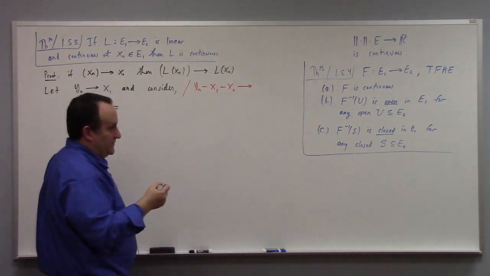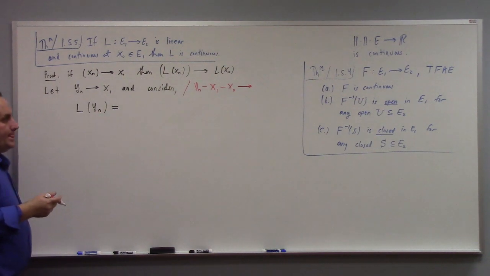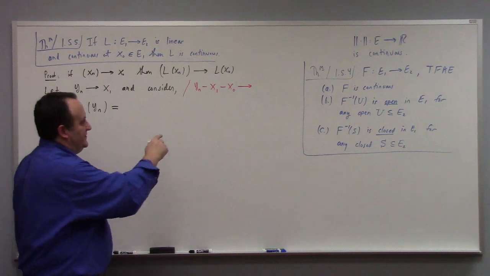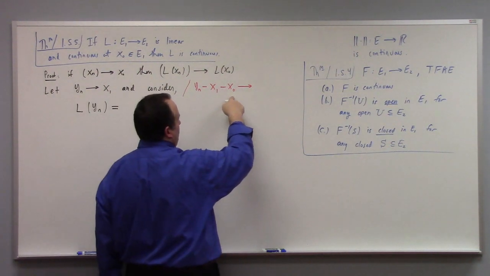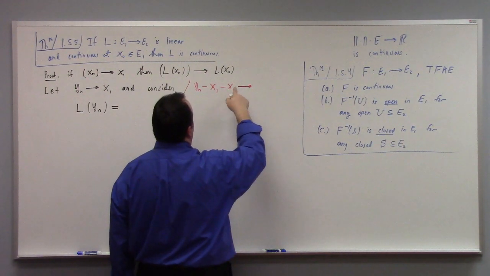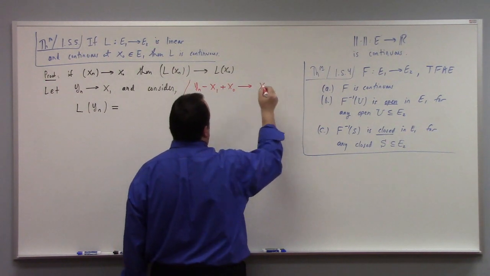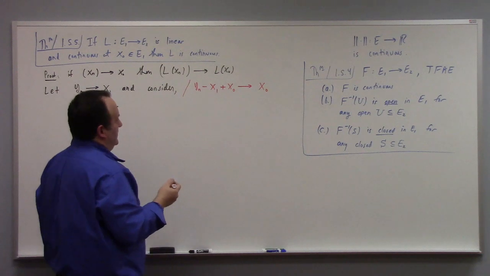What would that go to? Minus xn or x naught? Is that x naught? Yeah, I think I did it wrong. I should do plus x naught, shouldn't I? Yeah, it should be x naught. Then that goes to x naught, right?